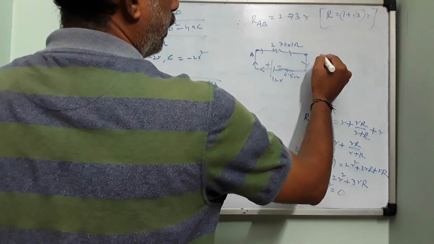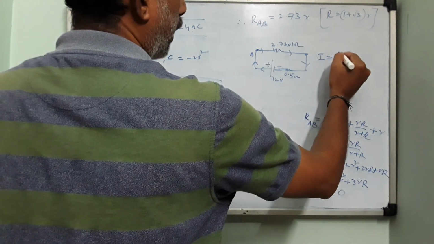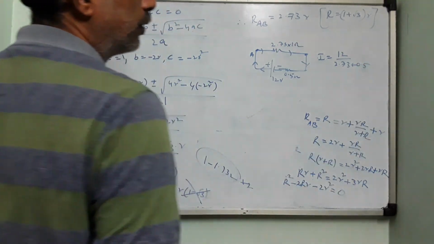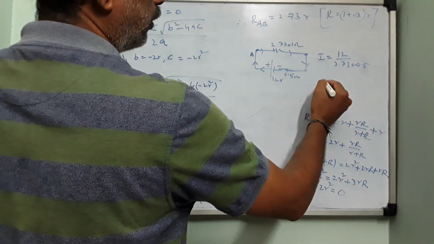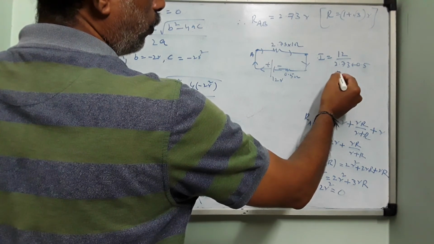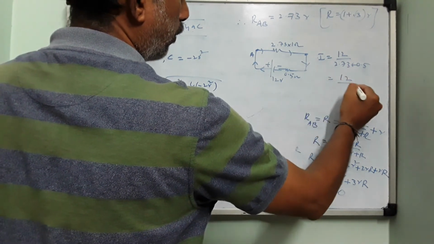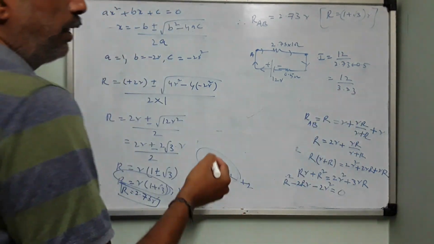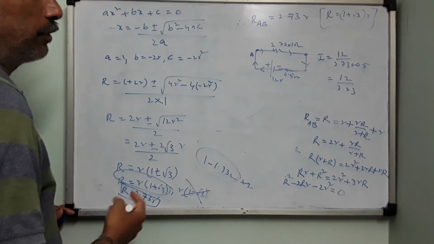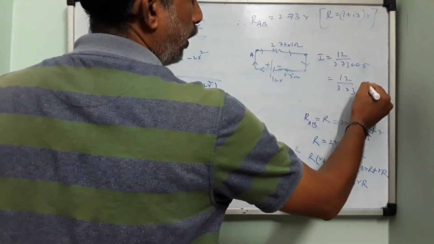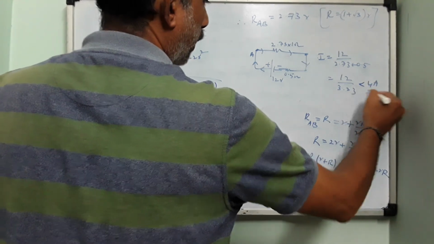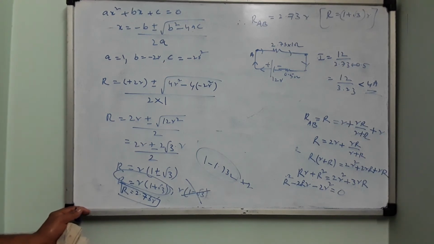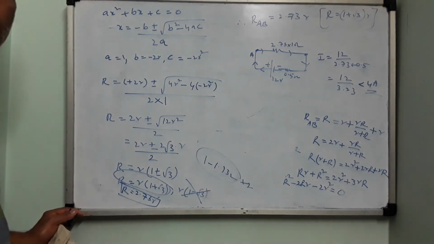So net current I equals V by R, 12 divided by 2.73 plus 0.5, so this is 3.23 something. 12 divided by 3.23. If it is 3, you will get 4 ampere. As it is more than 3, the answer is going to be less than 4 ampere. About 3.6 or 3.8 amperes of current will flow in the circuit. Is this clear? This is also one of the important questions.